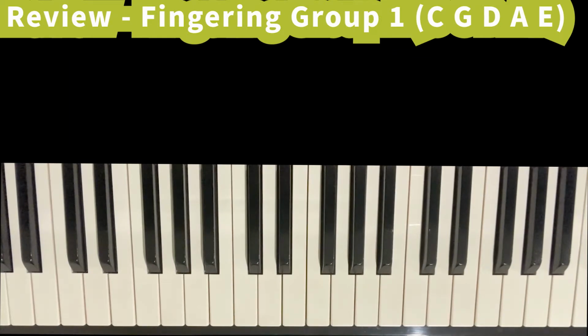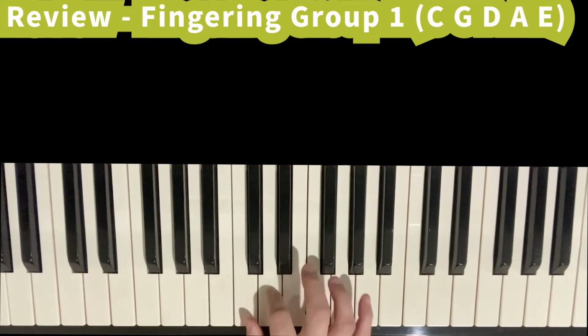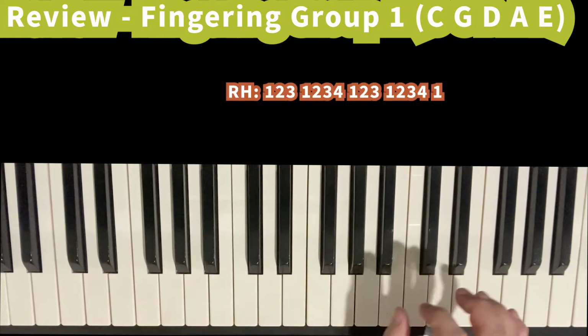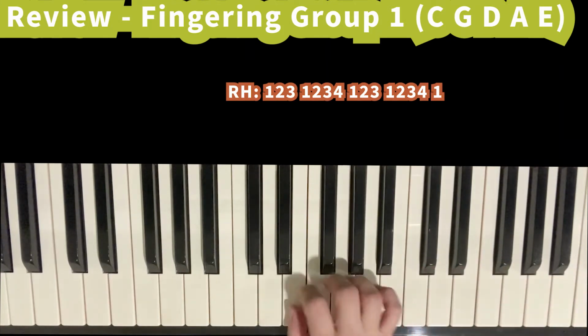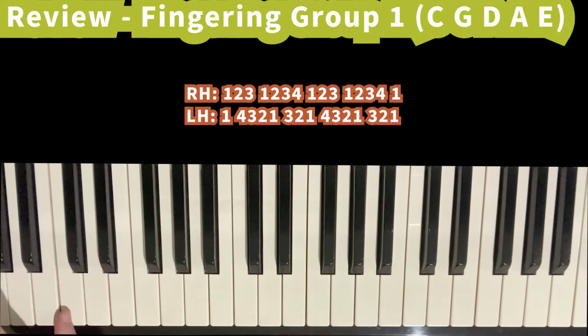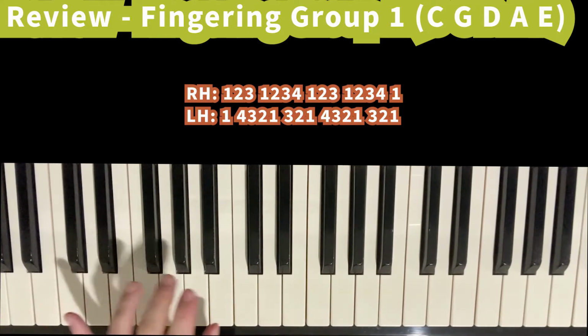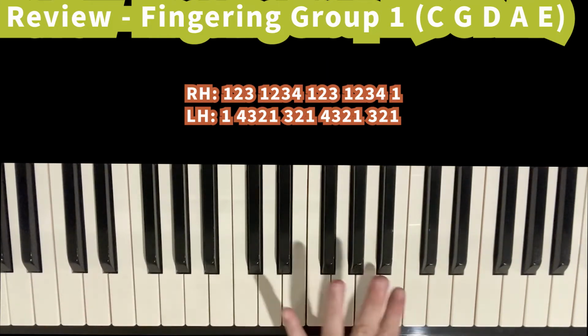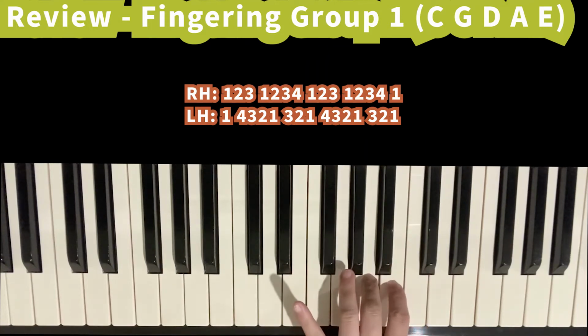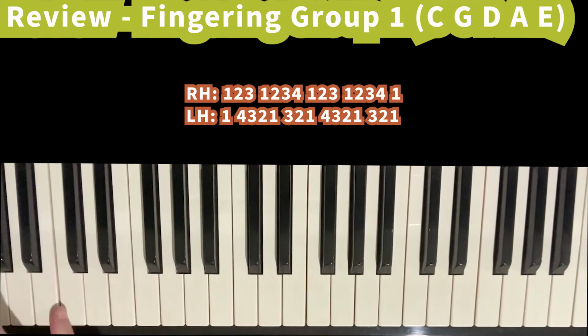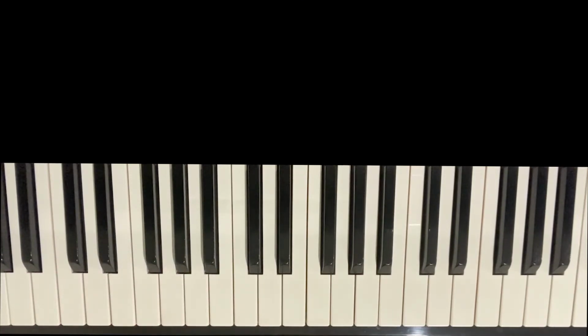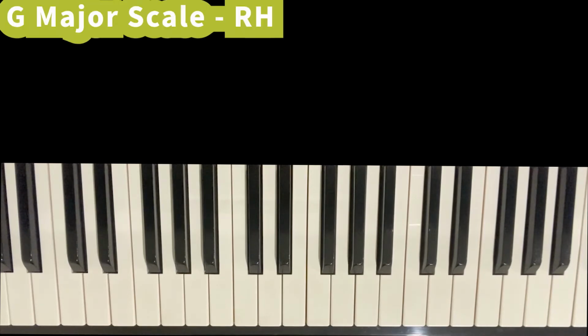Fingering group 1, right? They all share the same finger numbers, which are 1, 2, 3, 1, 2, 3, 4, 1, 2, 3, 1, 2, 3, 4, 1, and go back down. And same for left hand: 1, 4, 3, 2, 1, 3, 2, 1, 4, 3, 2, 1, 3, 2, 1, then 1, 2, 3, 1, 2, 3, 4, 1, 2, 3, 1, 2, 3, 4, 1. Okay? I'm just going to play G major.